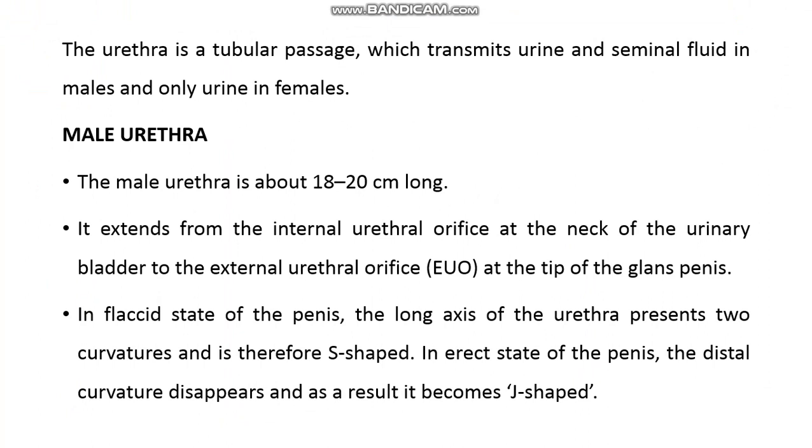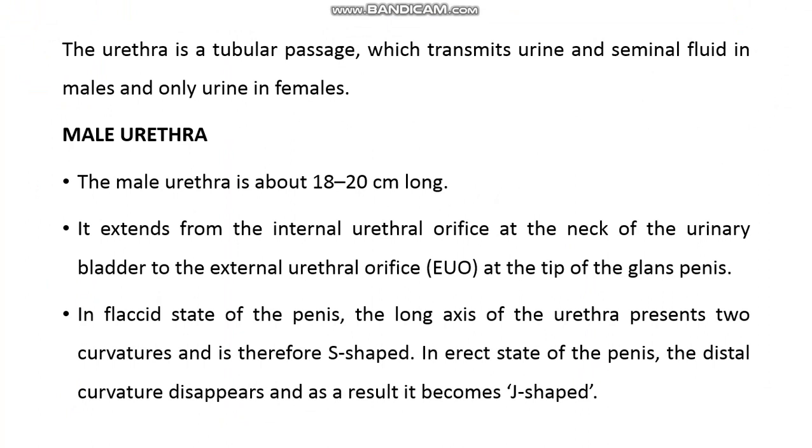So at the neck of the bladder there is the internal urethral orifice. The male urethra starts from that region, from the internal urethral orifice, and extends up to the external urethral orifice, which is located at the tip of the glans penis.